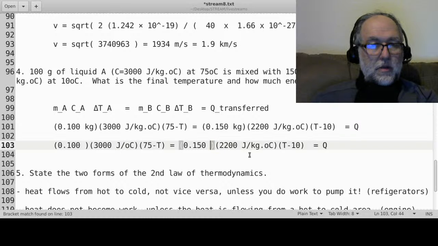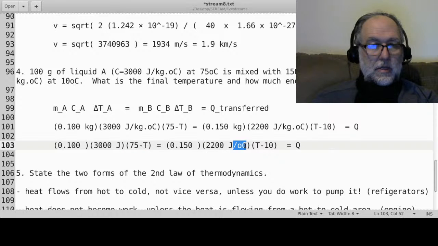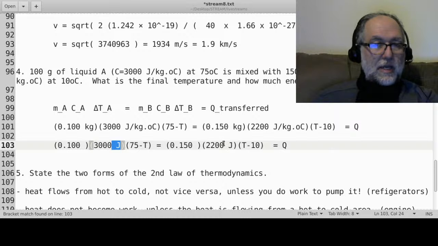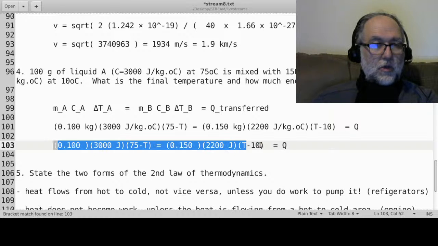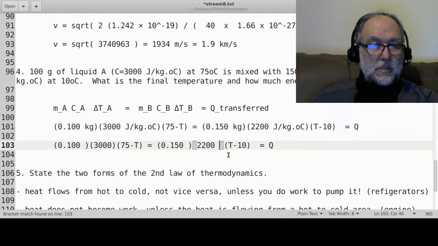And there's a kilogram here, and that cancels a kilogram there. Okay, and so there's a degree Celsius there, and that's going to cancel the degree Celsius there. Not cancel, but the answer will come out in degrees Celsius, so we can get rid of that piece. So the temperatures here will have to be in degrees Celsius, and then there's a joule on this side and a joule on that side. So the whole equation is in joules, and so your Q is going to come out in joules when we finally calculate that. Okay, so there we go.